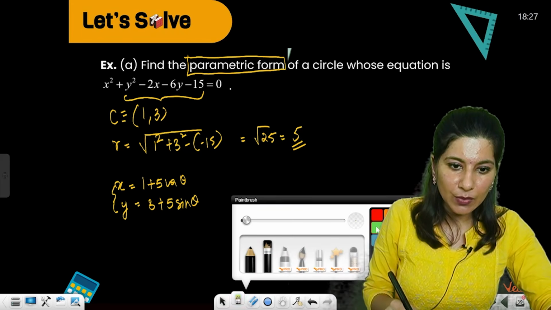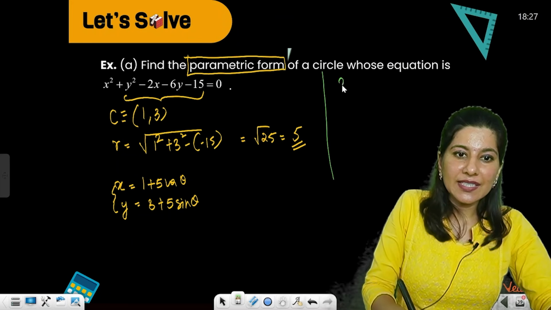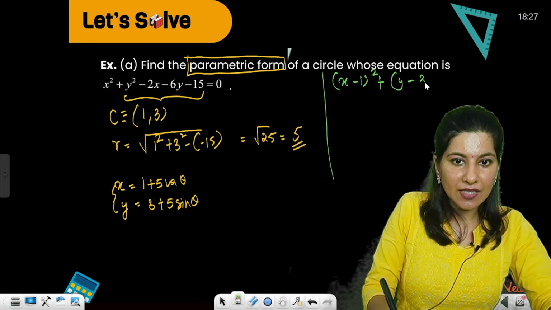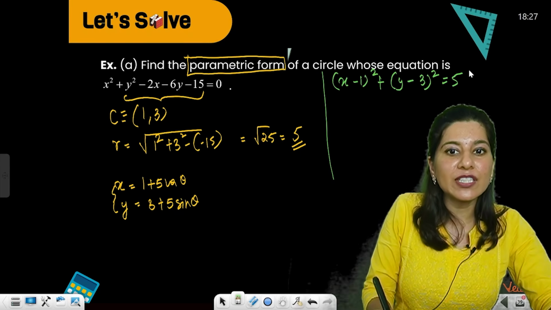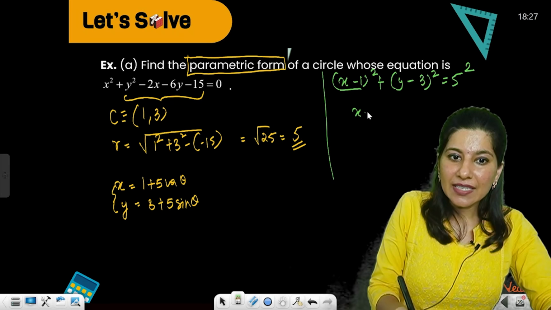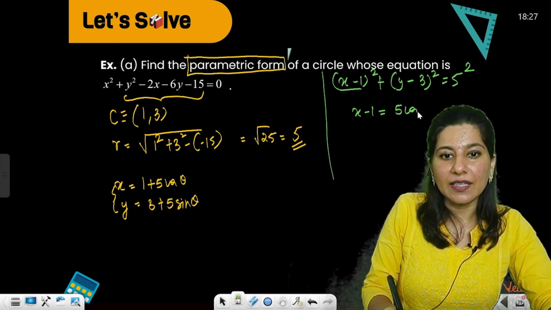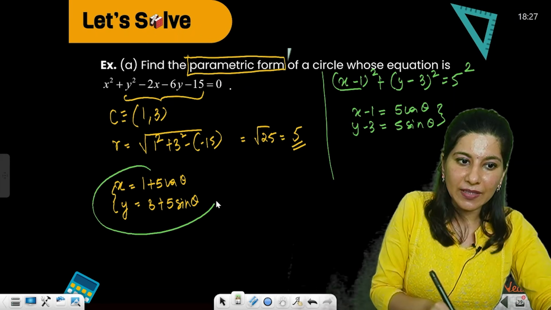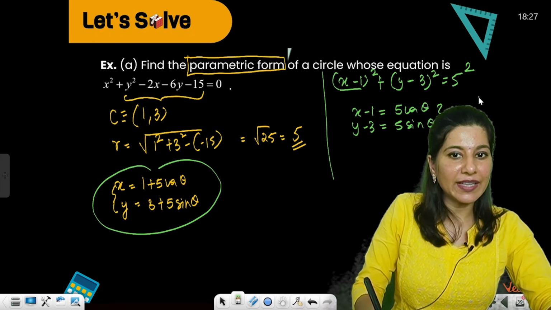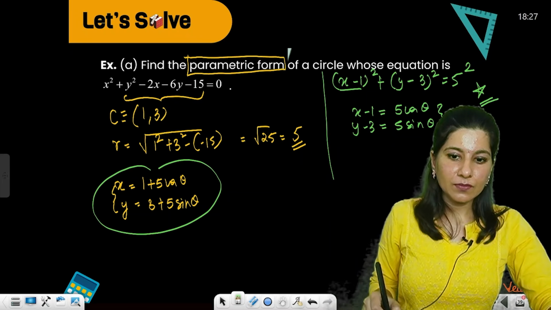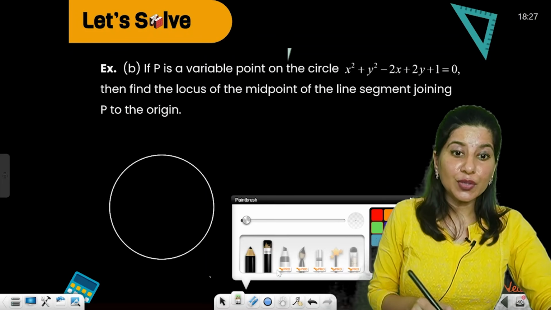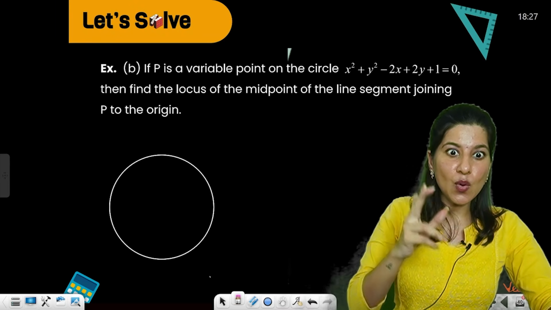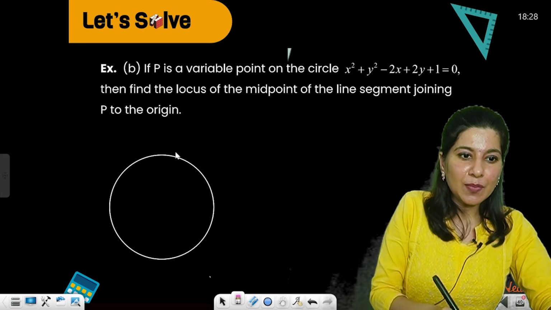And one more thing you can do. You can convert this into x minus 1 whole square plus y minus 3 whole square equals 5 square, the perfect square form. Now x minus 1 equals 5 cos theta, y minus 3 equals 5 sine theta, and if you solve this, you will get this only. That is also one other way. This is my favorite way. Okay. All right. Now let us move on to the next problem. We have learned how to find parametric form of any circle. Now when to apply? P is a variable point on the circle.